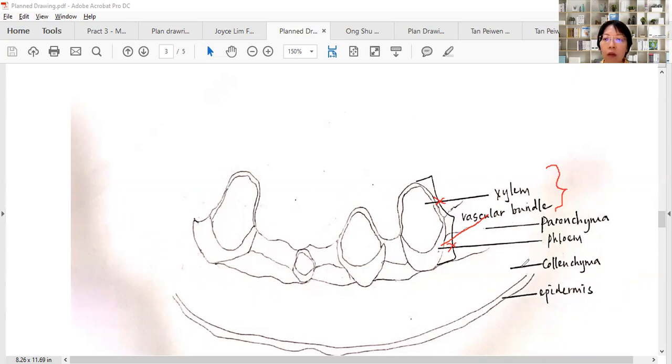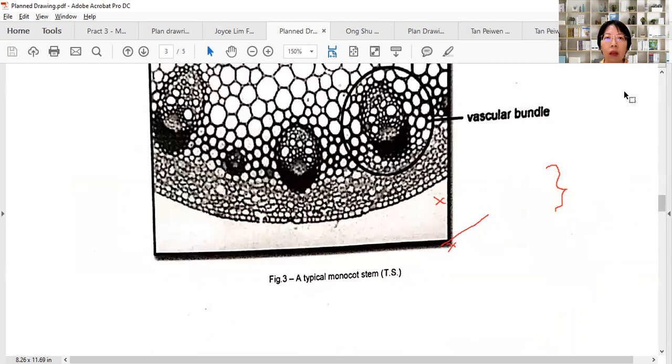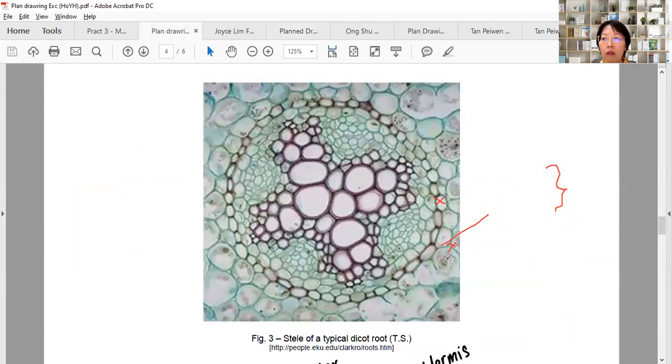Parenchyma, collenchyma, epidermis. Do I have collenchyma there? Do I have a colored version?